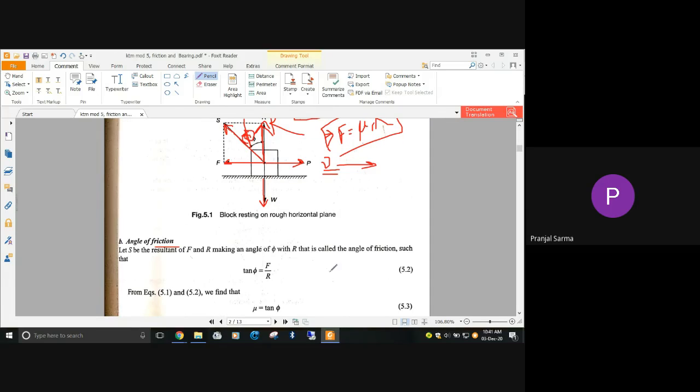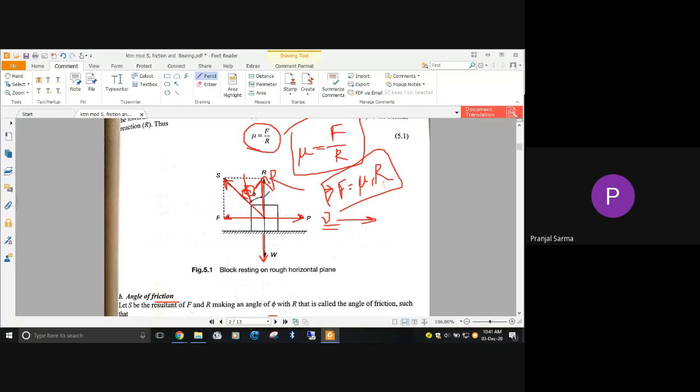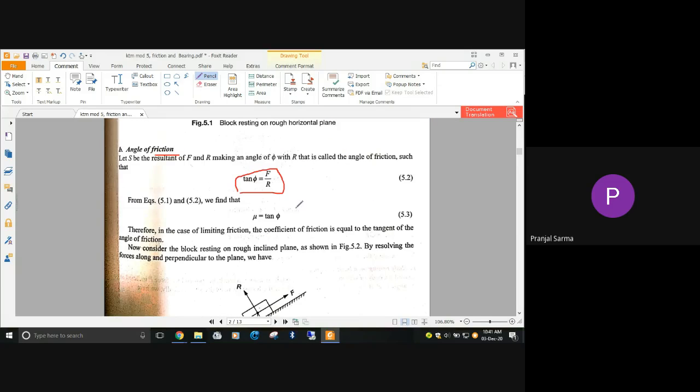So this phi is known as the angle of friction, and how we can get it: tan phi equal to F by R. If you just take the tan of this particular angle, tan phi, it's nothing but F by R. This and this are the same. Or ultimately we have seen that mu equal to tan phi. That means if you know this angle of friction, then from there also you can know about the coefficient of friction.